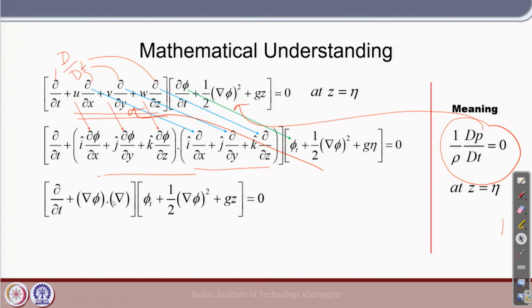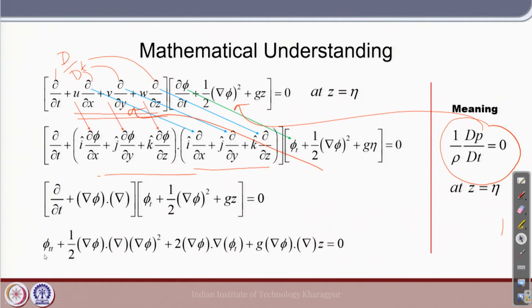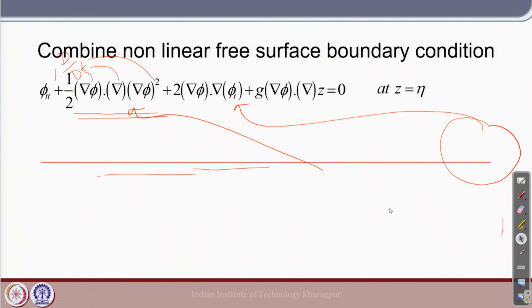If I use del del t into phi t, I will get phi t t, and then del del t into half of grad phi square. So, I will get grad phi dot grad of phi t, and also grad phi dot grad of phi t again. So, therefore, I get 2 grad phi dot grad of phi t, and finally, I multiply this with this. So, I will get g into grad phi dot grad into z. Okay.